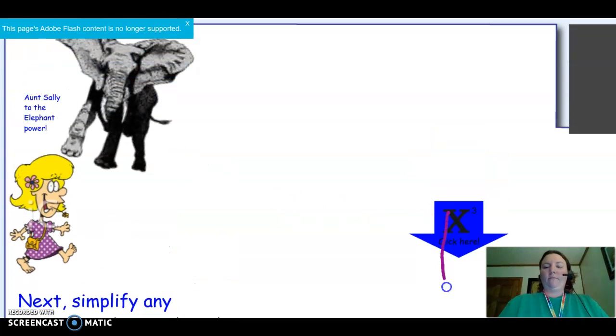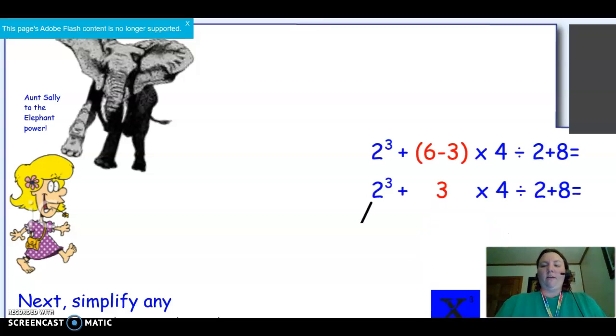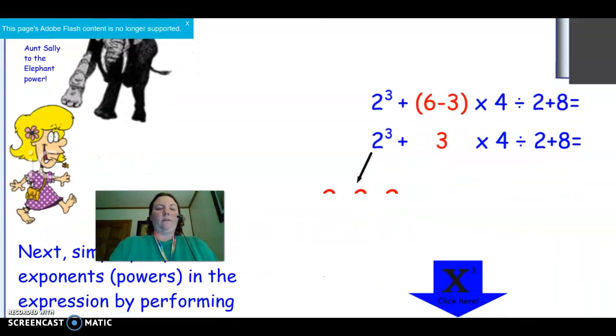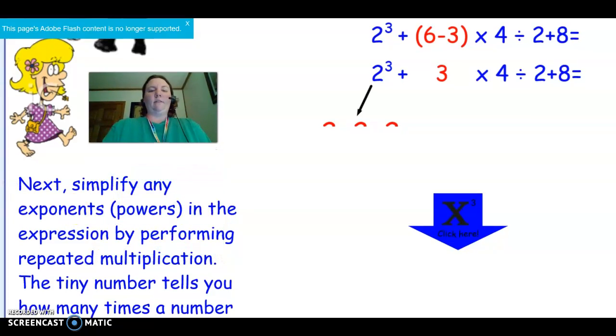Oops, there's my drop down. Nope. Sorry about that, folks. I had my pen tool still on. Let me move myself over here by Aunt Sally, and we'll drop this down so that we can see that next step.